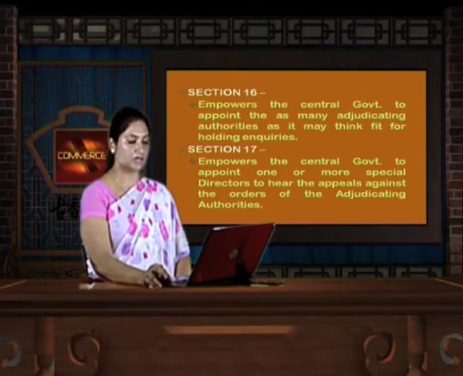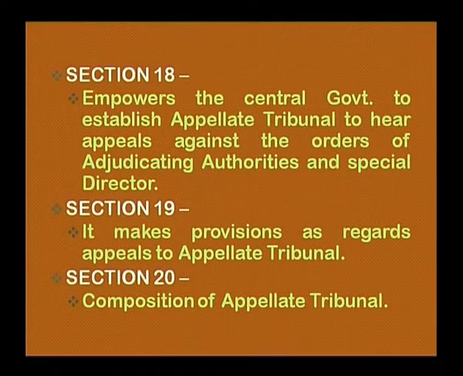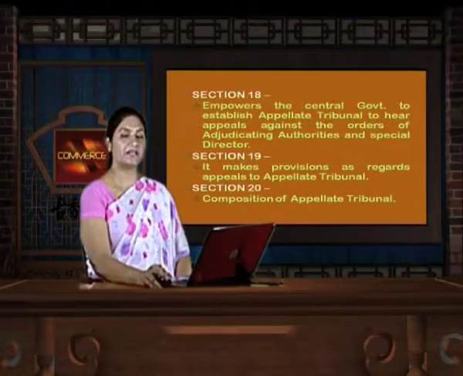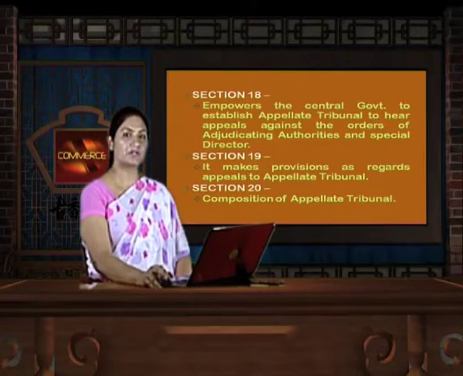Now, let us talk about Section 18, which empowers the central government to establish an appellate tribunal to hear the appeals against the orders of adjudicating authorities and special directors. Similarly, Section 19 makes provisions as regards appeals to the appellate tribunal. Section 20 talks about the composition of the appellate tribunal. So, Sections 18, 19 and 20 talk about the establishment of the appellate tribunal, how the appeals can be made to it, and its composition.